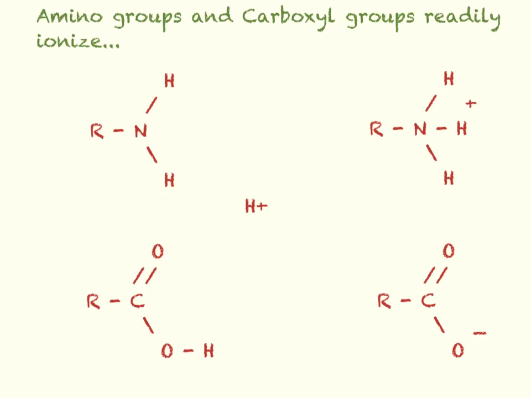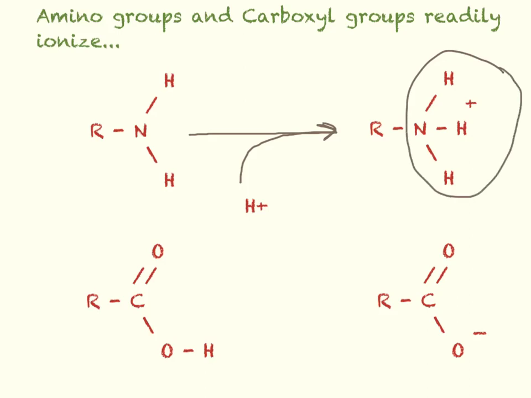Amino groups and carboxyl groups readily ionize, which means that the amino group acts like a base and picks up a proton from solution and becomes charged over here. So we've got this charged amino group, a positive charge, and the carboxyl group is ready to lose its proton rather easily. So we can imagine a proton going into solution there, and we end up with the negative carboxylate group there.